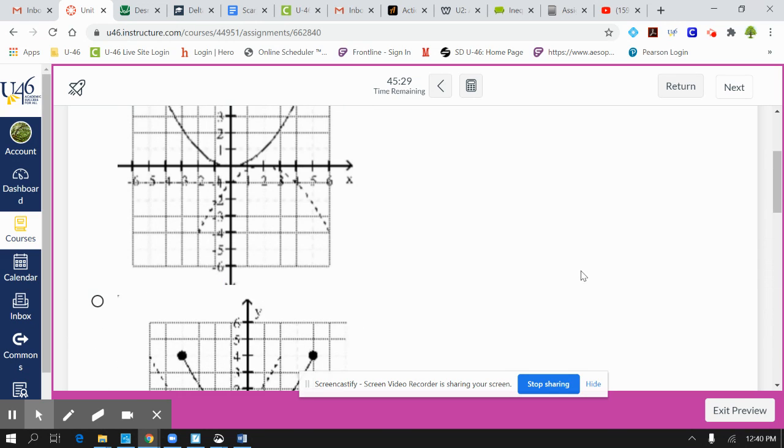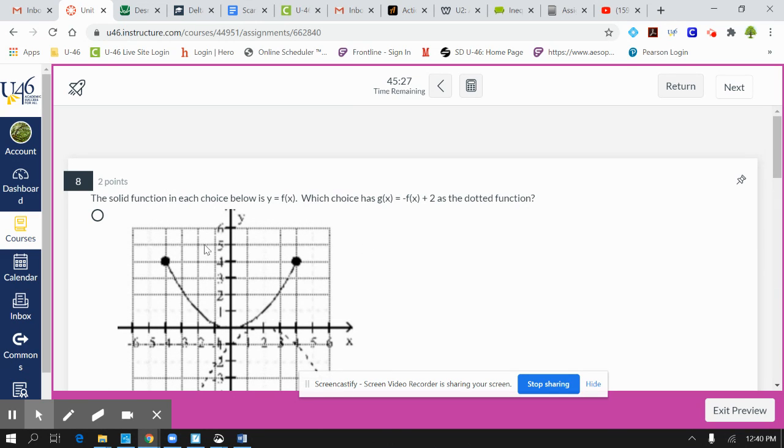Here's another multiple choice with transformations. So f of x is this, looks like a parabola, but only part of a parabola. And 2 transformations, negative f of x. So this f of x gets flipped upside down, and then +2. After it's flipped upside down, it raises up 2.